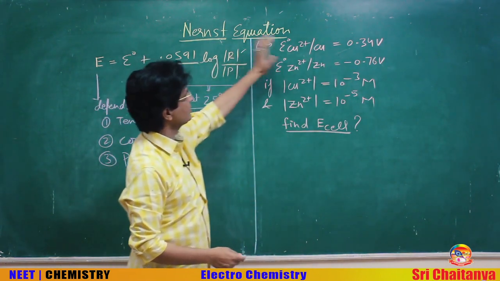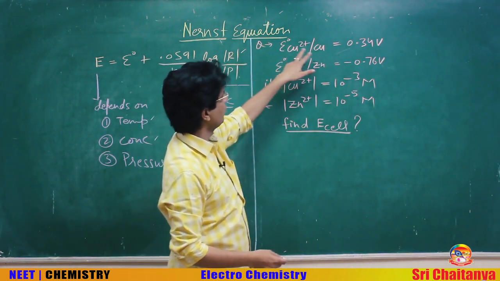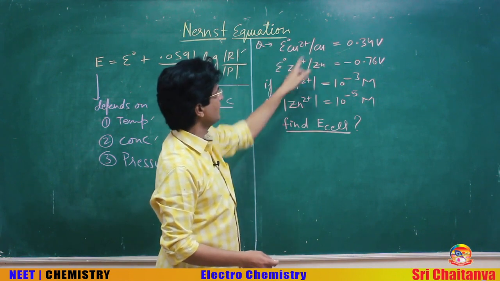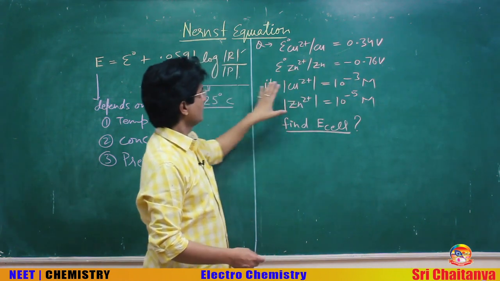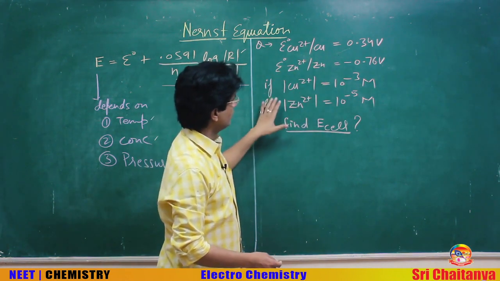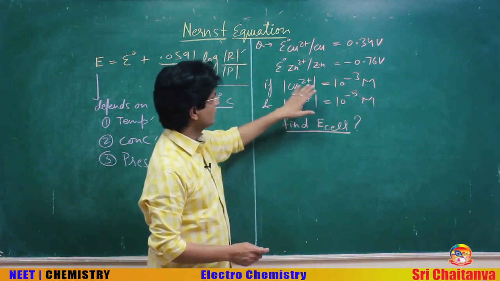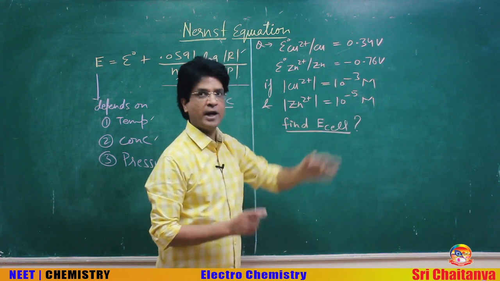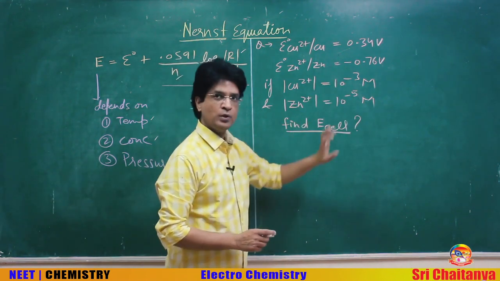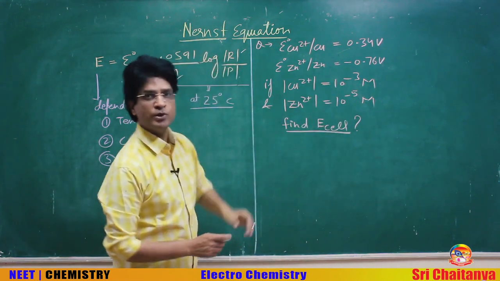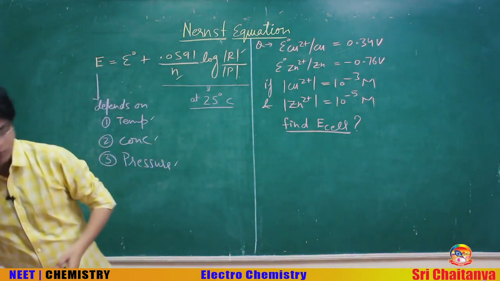They have given that we have a cell in which the reduction potentials of copper and zinc are given. The concentrations of copper and zinc are also given. They are asking you to find the E cell. Now these concentrations are not standard concentrations, they are not 1 molar. So we have to use the Nernst equation to solve this question. So let us learn that.